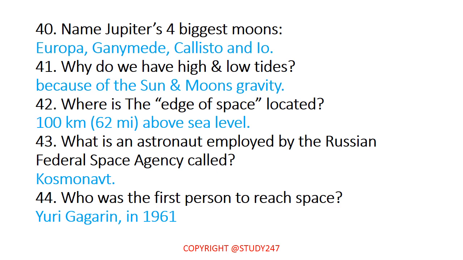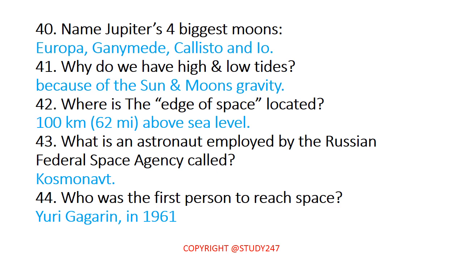Why do we have high and low tides? Because of the Sun and Moon's gravity. Where is the edge of space located? 100 kilometers above sea level. What is an astronaut employed by the Russian Federal spacecraft called? Cosmonaut.